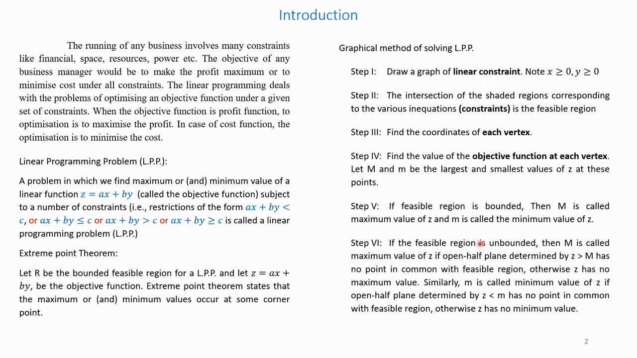In step 6, if the feasible region is unbounded, then M is called the maximum value of Z if the open half plane determined by Z greater than M has no point in common with the feasible region. Otherwise, Z has no maximum value. Similarly, small m is called the minimum value of Z if the open half plane determined by Z less than m has no point in common with the feasible region. Otherwise, Z has no minimum value.